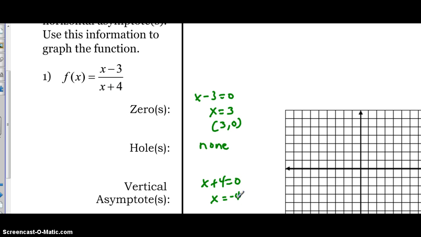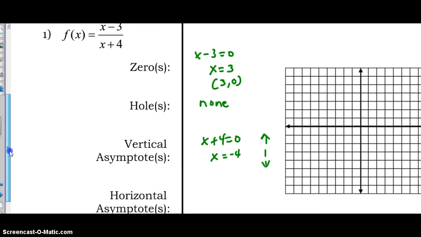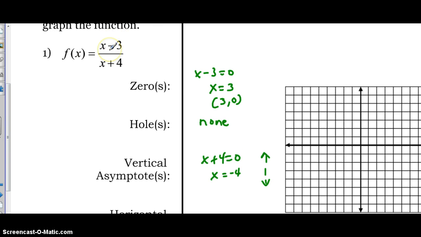Now remember, a vertical asymptote will be a vertical line that the function is approaching but will not cross. Our horizontal asymptote, remember we have the three cases. Either the degree in the numerator is bigger, or it's smaller than the denominator, and last it could be equal. In this case, our degrees are the same. We have a degree of 1 over a degree of 1. So that is our case of the ratio of our leading coefficients.